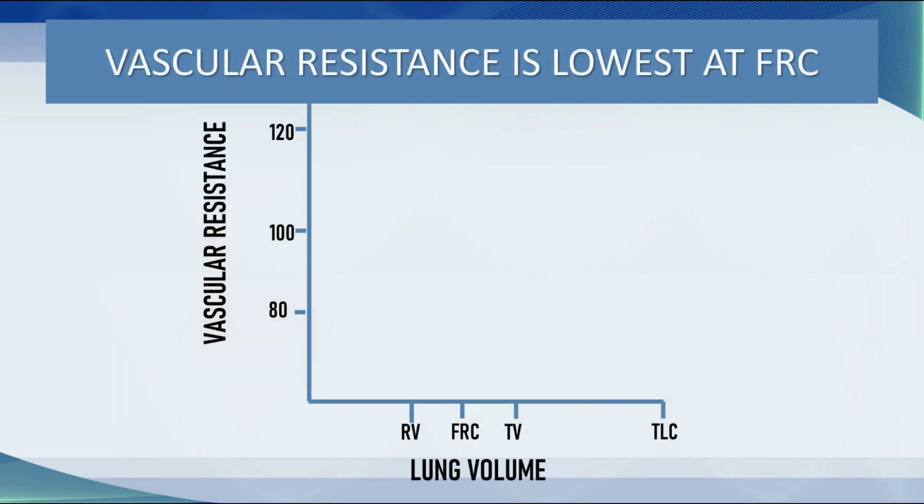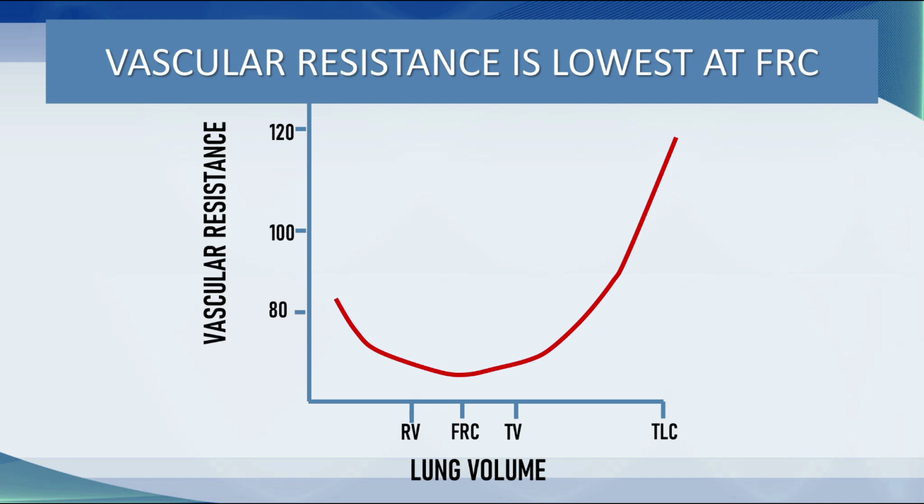One final thing that I want to mention at functional residual capacity is vascular resistance. Vascular resistance is lowest at functional residual capacity. This is the resting state of the lungs. If lung volumes become lower, there is vasoconstriction, principally caused by hypoxemia, but also because of compression, and vascular resistance increases. But also, if you increase lung volumes all the way towards total lung capacity, then vascular resistance increases as well due to stretch.